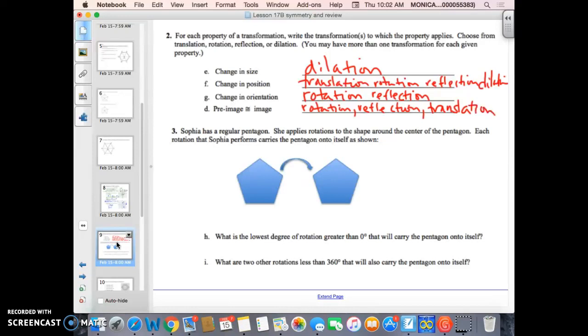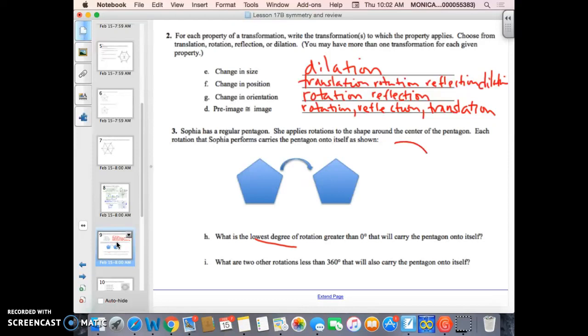So some of them you can use more than once. Okay, so Sophia has a regular pentagon. She applies rotations to the shape around the center. Each rotation that Sophia performs carries the pentagon onto itself as shown. Okay, so what is the lowest degree of rotation that will carry the pentagon onto itself?